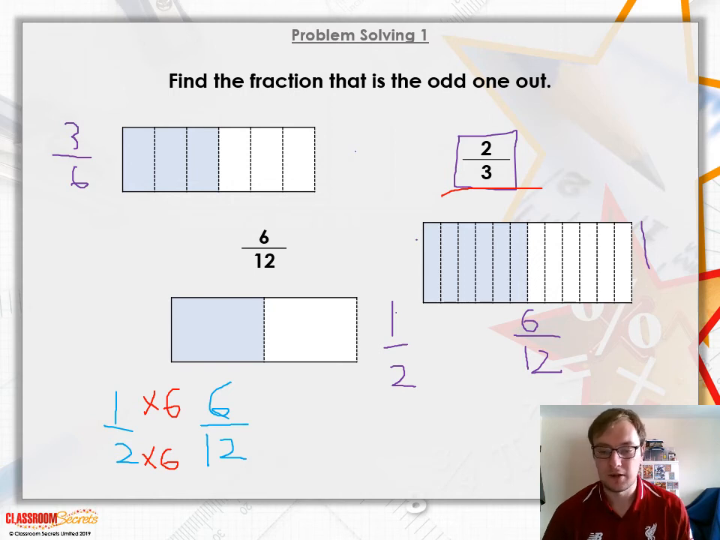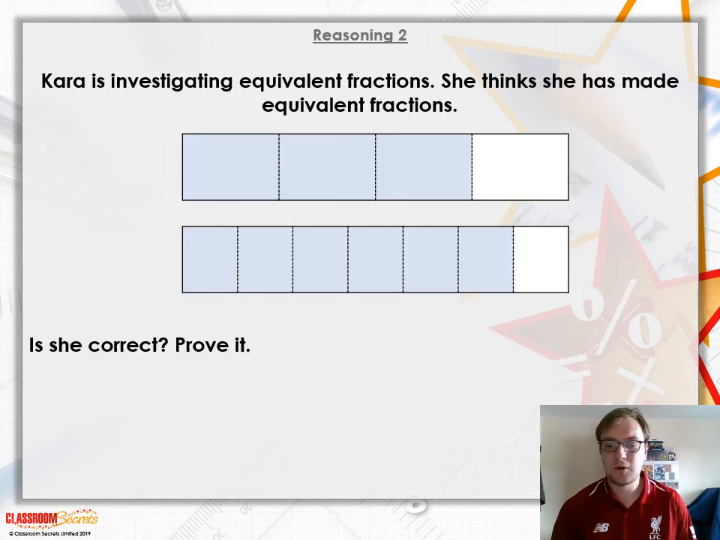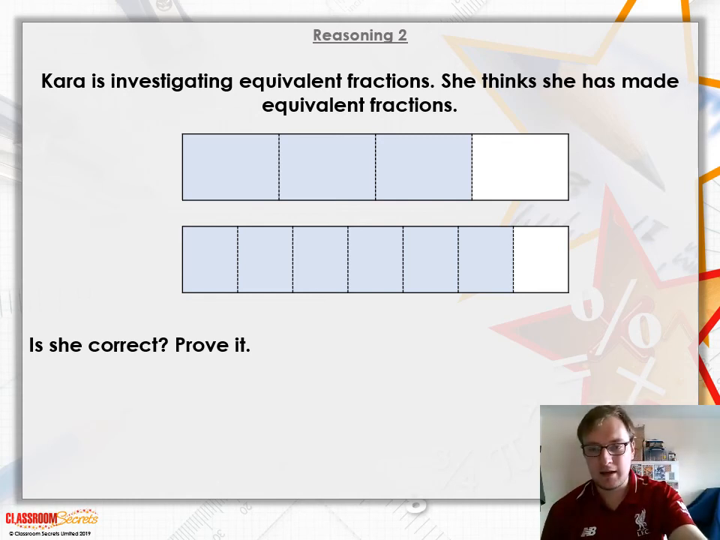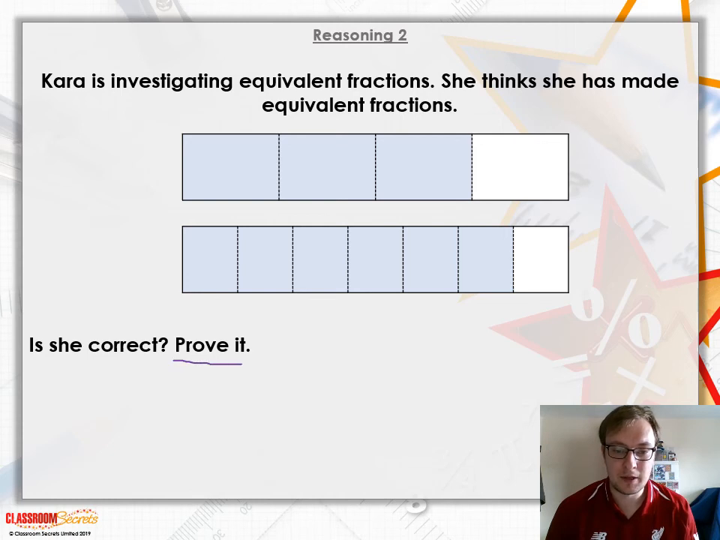And for our last question today, Cara is investigating equivalent fractions. She thinks she's made equivalent fractions, which you can see there on the screen. Is she correct? Prove it. Now I'm going to use my piece of paper, and instantly I can see that she is incorrect. However, this is a reasoning question, and we need to make sure we can prove it. So have a go at home and see where she has gone wrong.